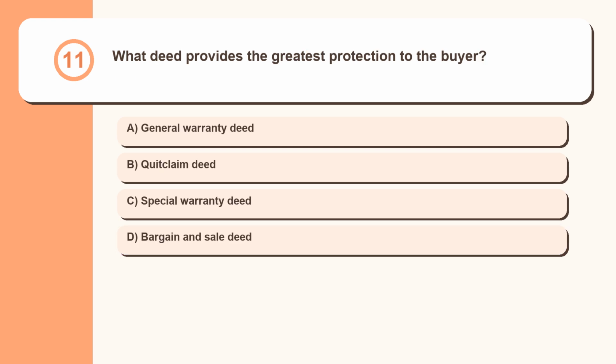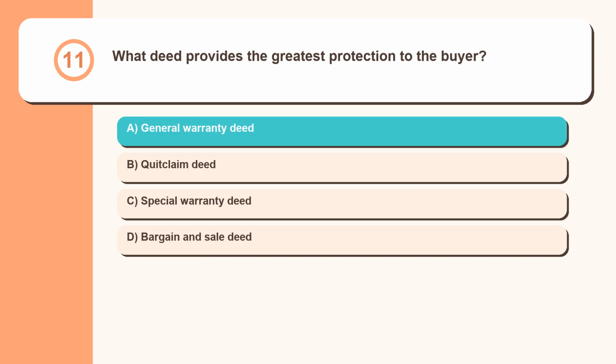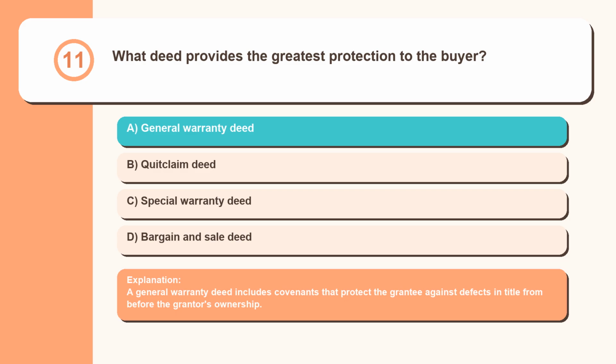Question 11. What deed provides the greatest protection to the buyer? General warranty deed, quitclaim deed, special warranty deed, bargain and sale deed. A general warranty deed includes covenants that protect the grantee against defects in title from before the grantor's ownership.